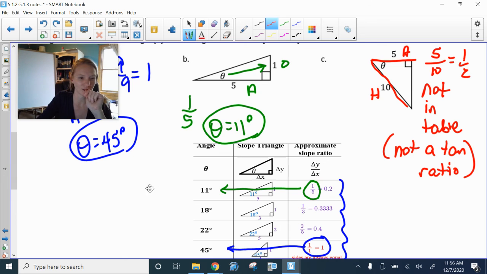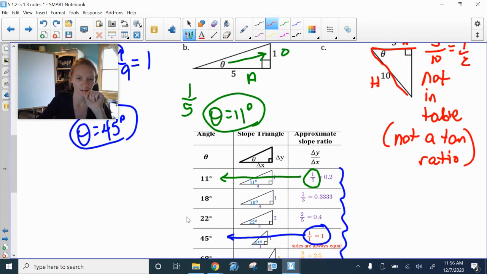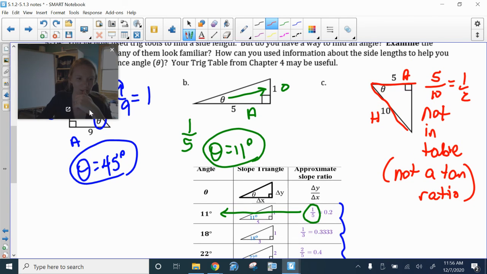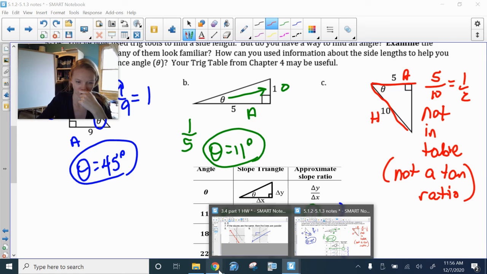I'm going to stop this for just a second. These are the end of the 5.12 notes, and I'll pick back up in 2 minutes here with the 5.13 notes, if I can find it.